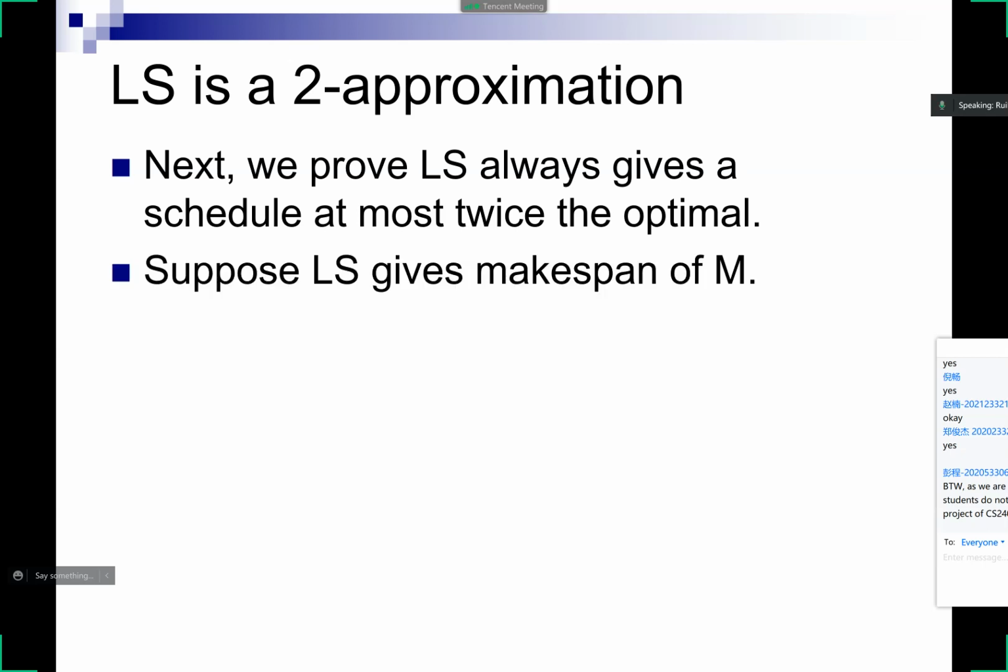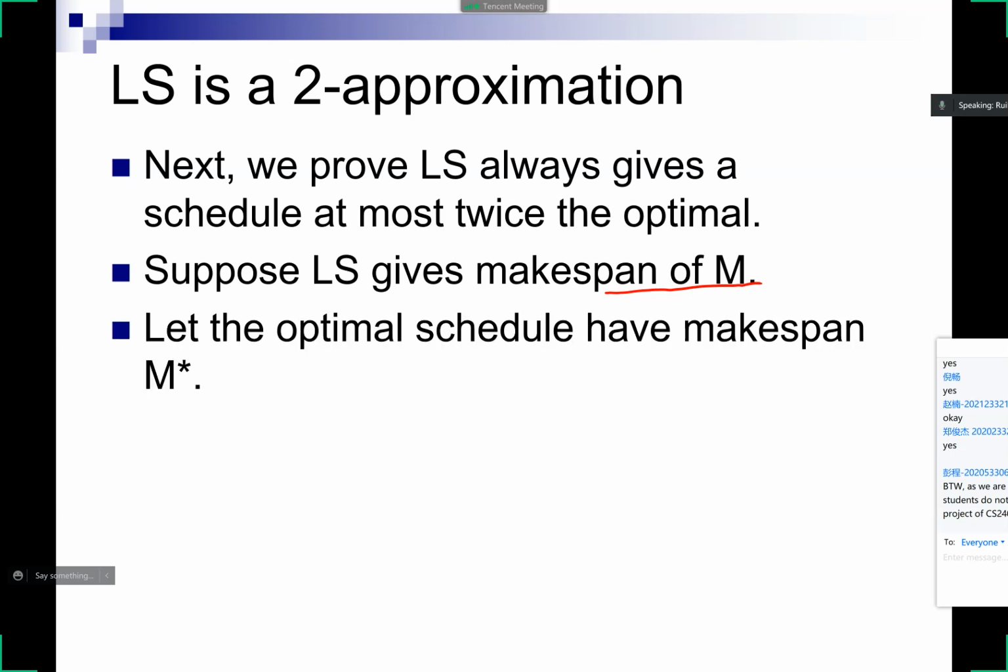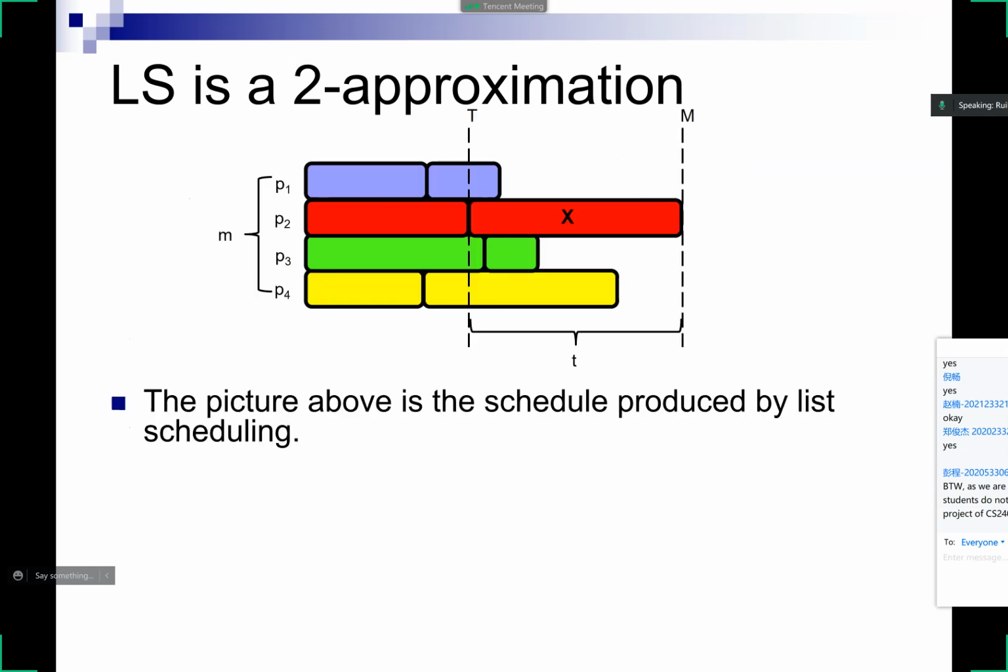So we're going to prove that list scheduling is a 2 approximation. Let's assume that list scheduling gives you a makespan of M, and let's suppose that the shortest schedule has makespan M star. So we're going to prove that M is no more than 2 times M star.